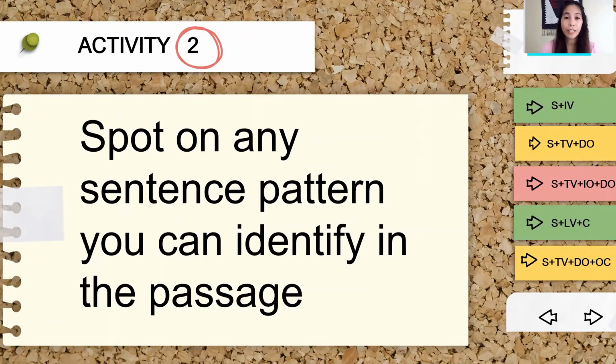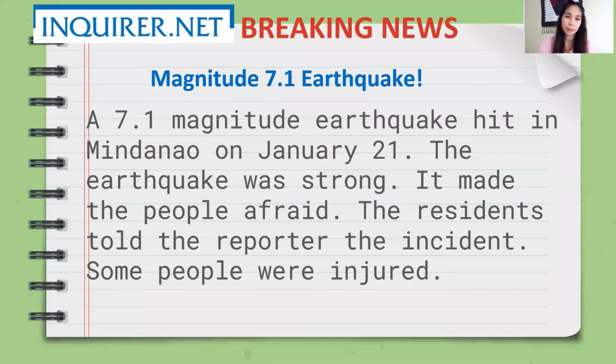Now we have our next activity, spot on any sentence pattern you can identify in the passage. So earlier you were able to point out or tell me what the sentence pattern is used. This time you will identify or spot the sentence pattern in the passage. Okay, so this is taken from the news in Inquirer. Let's see. Okay, I will read to you the passage.